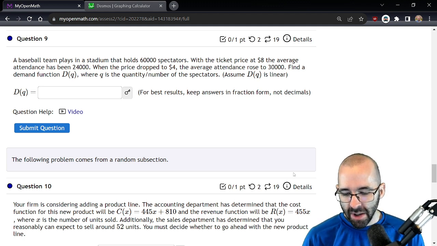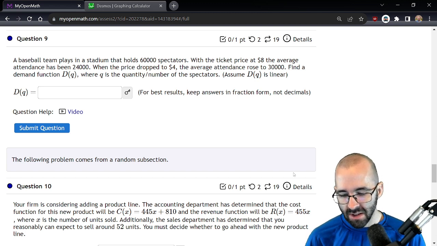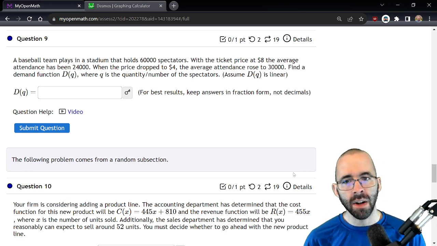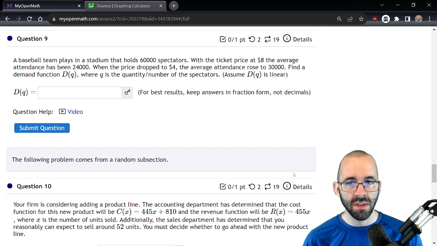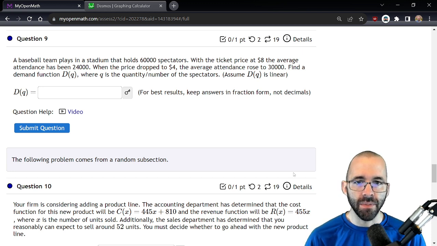We got a baseball team. They're playing in a stadium that holds 60,000 spectators. When the ticket price is at $8, that seems cheap, the average attendance is about 24,000. When the price dropped all the way to $4, attendance rose to 30,000. Find a demand function. Usually we did QD. Here we're going to talk about our demand function, D of Q, where Q is the quantity or number of spectators. Okay. So let's look at the relationship.